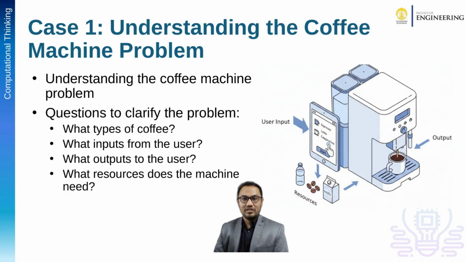What does the user receive? A cup of coffee and status messages, for example, payment successful or stock empty. And finally, what resources are required inside the machine? Coffee, hot water, milk, and access to a payment system.